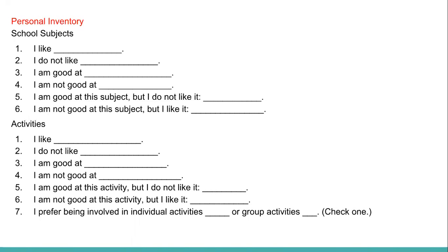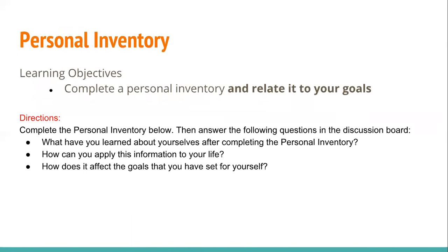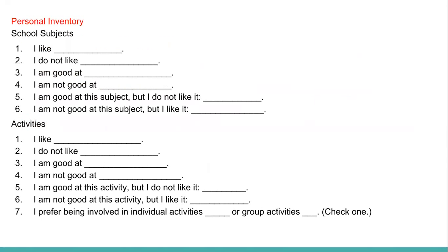So I can take these things that I've written down about myself and then think about the current things that I'm doing in my life right now and talk about, how can I apply this information to what's going on in my life right now? And then number three is, how does it affect the goals that you have set for yourself? So looking into the future, you could have some short-term goals and some long-term goals. Hopefully you have some of both. And how can this information affect those goals? And so it could affect those goals in a positive way. It could affect those goals in a negative way, that maybe I need to work a little bit harder.